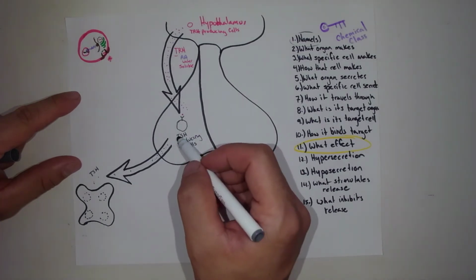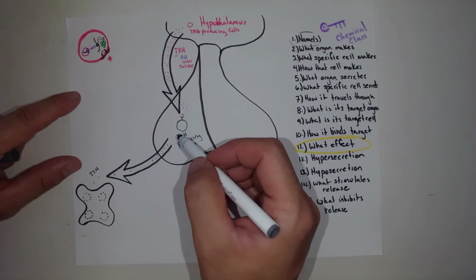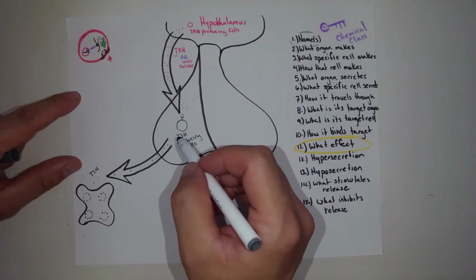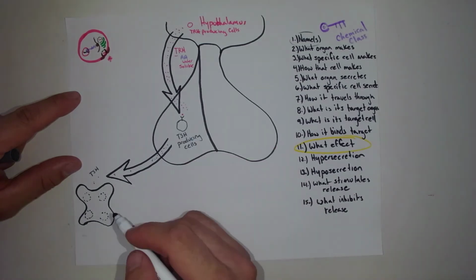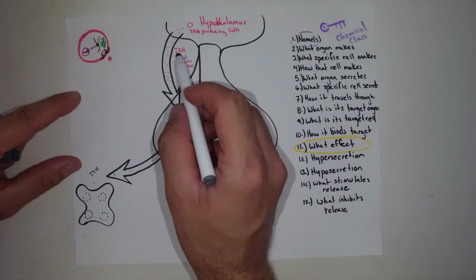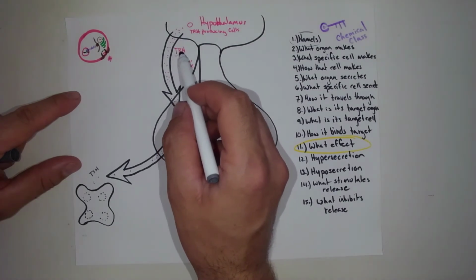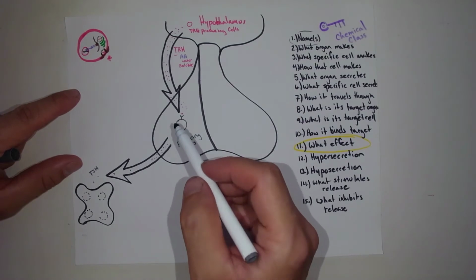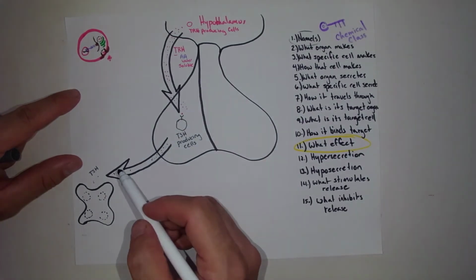And thyrotropin changes the thyroid gland. Another name for thyrotropin is thyroid stimulating hormone. So it's right there in the name. Thyrotropin releasing hormone or thyroid releasing hormone is going to cause the release of thyroid stimulating hormone.